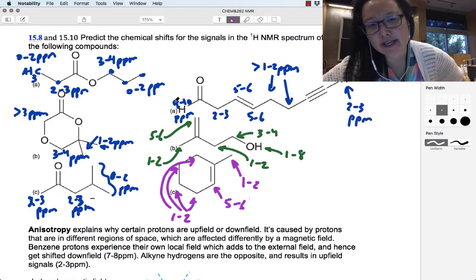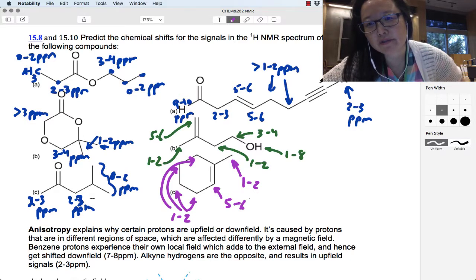This hydrogen here is an aldehyde hydrogen, so 9 to 10. These two are alpha hydrogens to the carbonyl, so 2 to 3. These vinyl hydrogens next to an alkene are 5 to 6. These guys here are next to the alkene and the alkyne, so they might be slightly higher than 1 to 2, but 1 to 2 is fine.